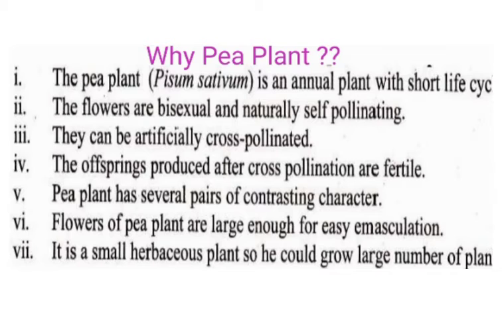Now let us learn why Mendel selected the pea plant. The pea plant is an annual plant, that is, it completes its life cycle within a single year. The flowers are bisexual, that means it bears male and female sex organs on the same flower, and they are naturally self pollinating. But yet, cross pollination can be conducted by emasculation techniques. The offsprings produced after cross pollinations are fertile, and the pea plant has 7 pairs of contrasting characters which are visible to our naked eye. The flowers of a pea plant are large enough for easy emasculation, and being a herbaceous plant, Mendel could grow a large number of pea plants.